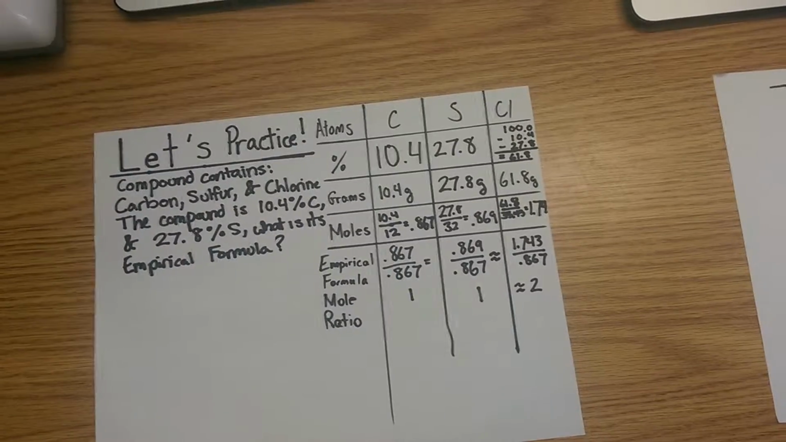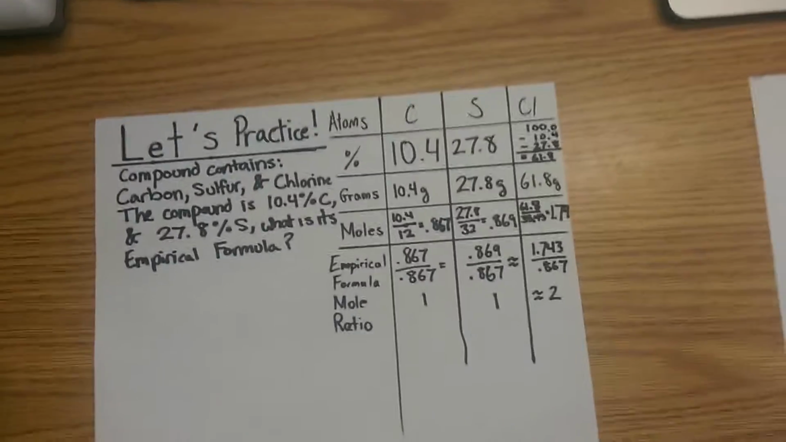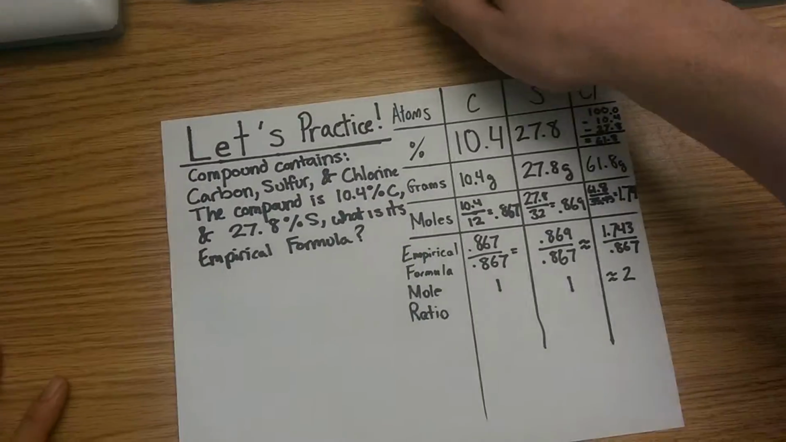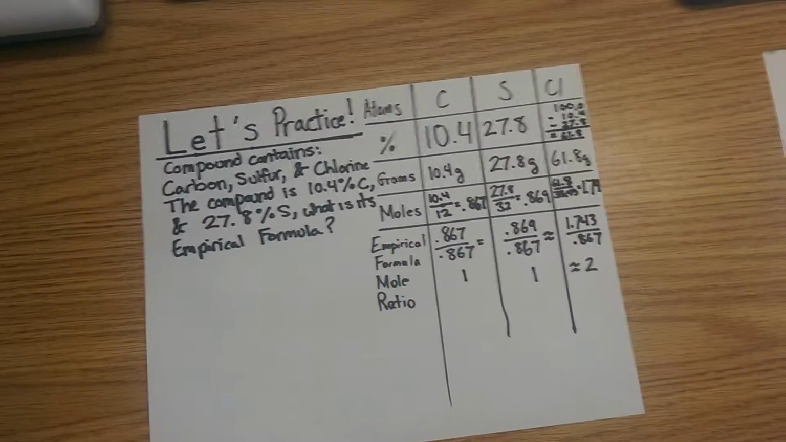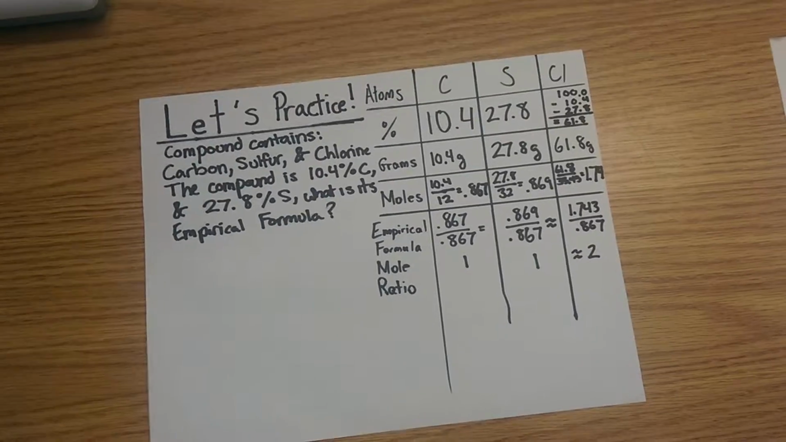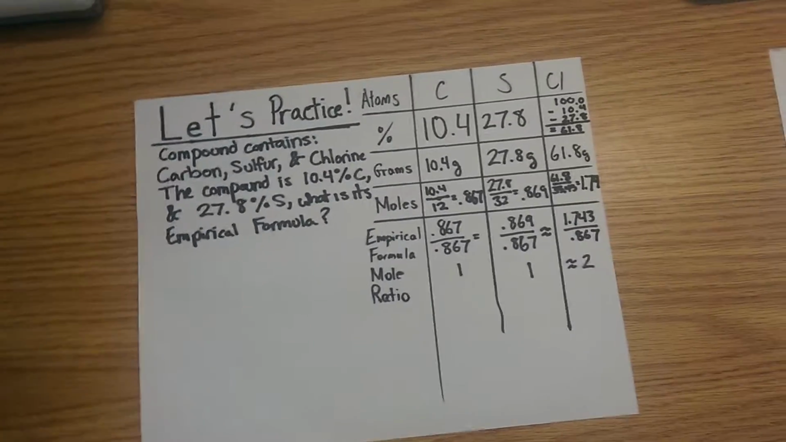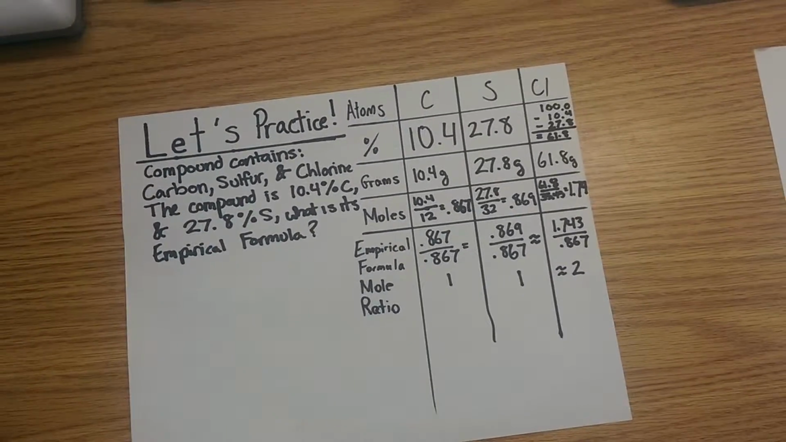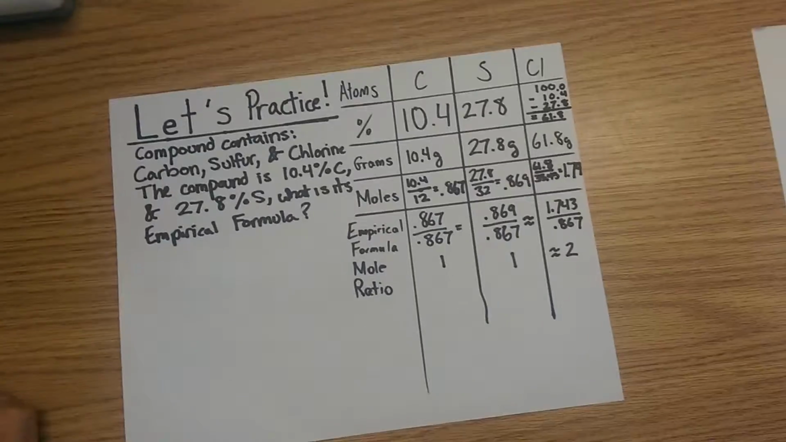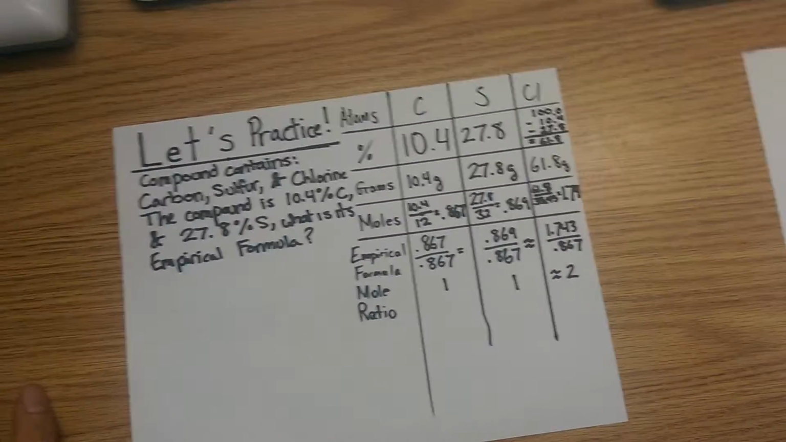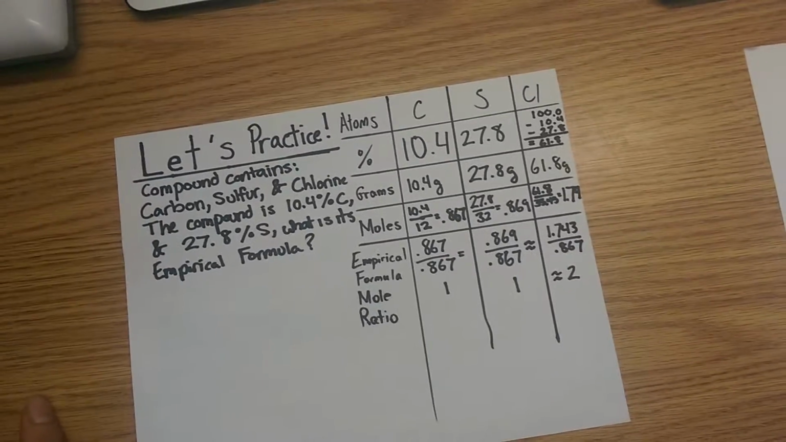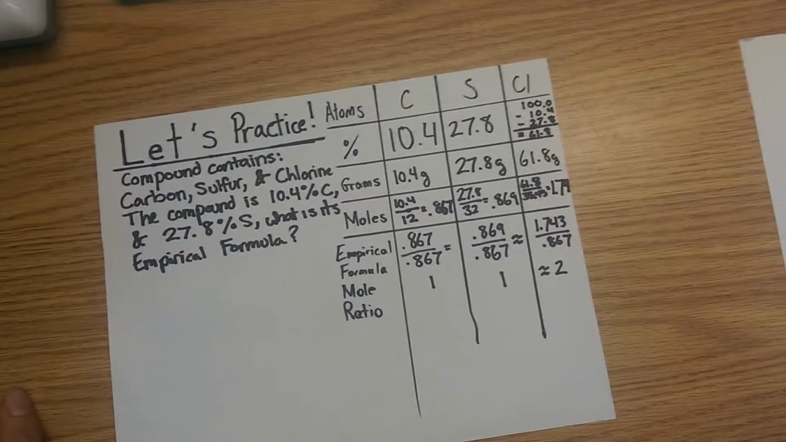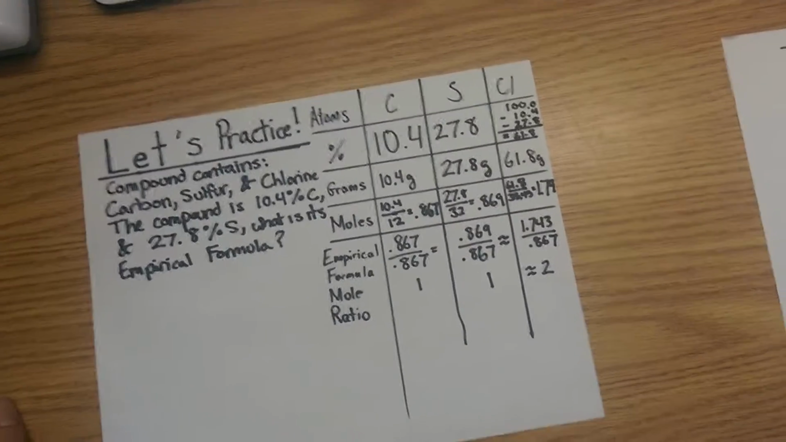So to find the number of grams of each element in the compound, you need to assume that the compound is 100 grams, and then using the percentages, you can deduce the amount of grams of each element in the compound. Since the compound is 10.4% carbon, you have 10.4 grams of carbon, and you have 27.8 grams of sulfur and 61.8 grams of chlorine.